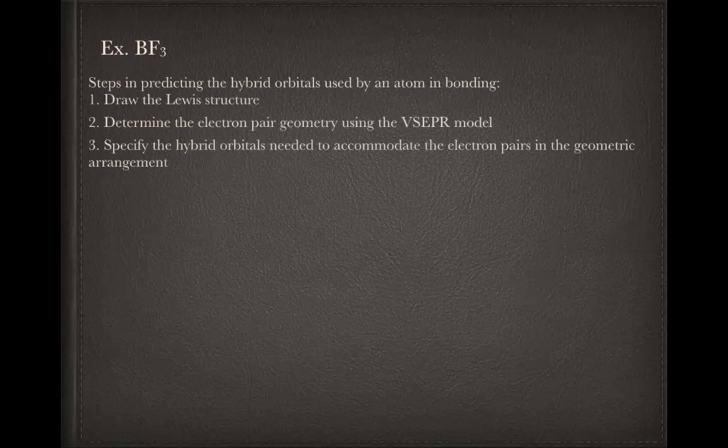Now the question you're probably asking is, well, every single time that I am representing the bonding that occurs between atoms in a molecule, do I have to show or explain why hybridization occurs? No, you do not. Instead, all you have to do is follow these three steps. I just wanted to make sure you understood where hybridization came from. So the first step is to draw the Lewis structure. So pause this video right now, please, and draw the Lewis structure for BF3.